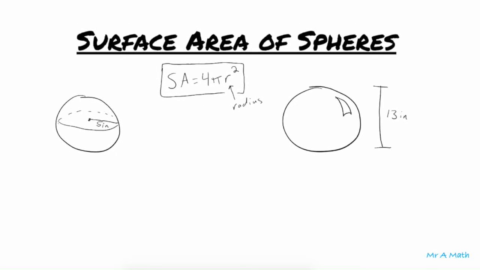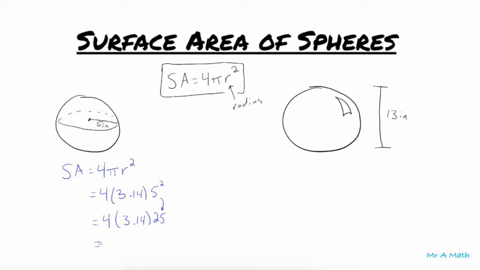So let's look at these two examples. Over here I have a sphere that has a radius of 5 inches from the center to the edge. So if I write my surface area formula, it's equal to 4 times pi times whatever the radius squared is. So that's equal to 4 times 3.14 for pi times the radius squared. So this is just 4 times 3.14 times 25, which is what 5 squared is.